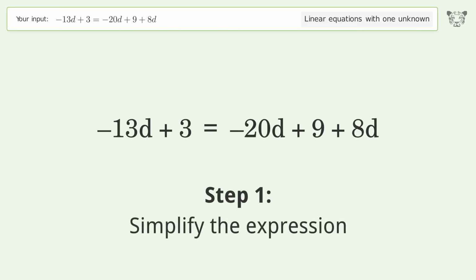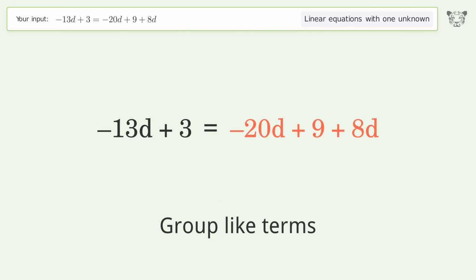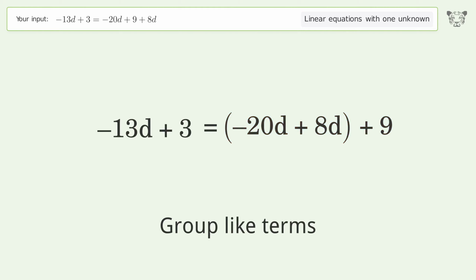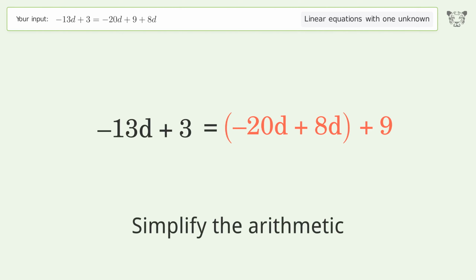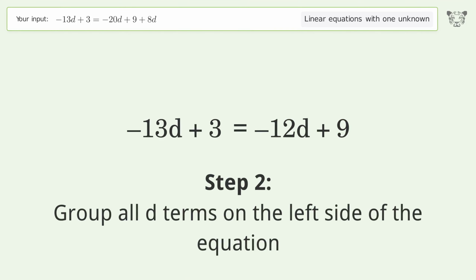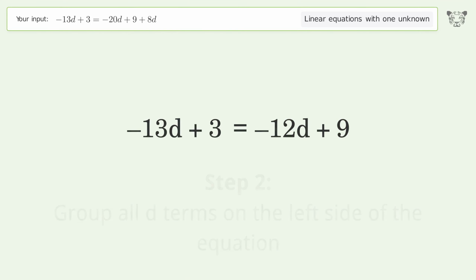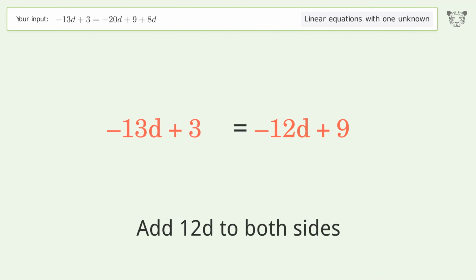Simplify the expression. Group like terms. Simplify the arithmetic. Group all d terms on the left side of the equation. Add 12d to both sides.